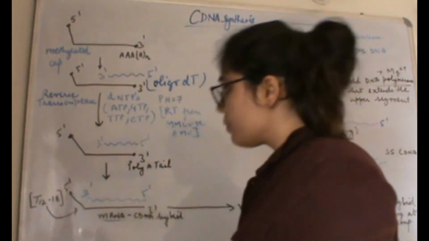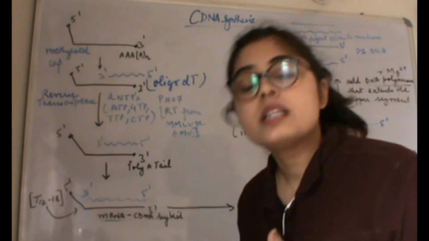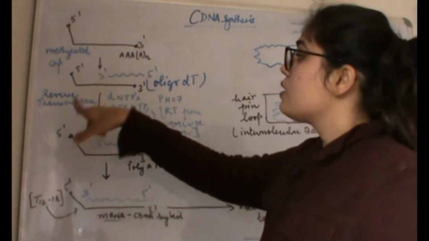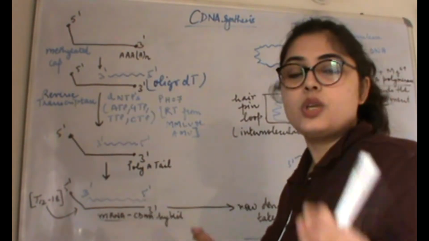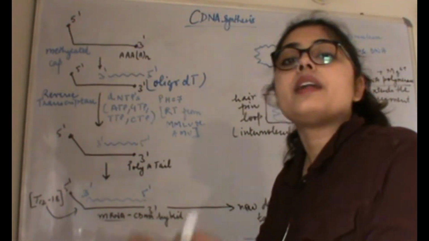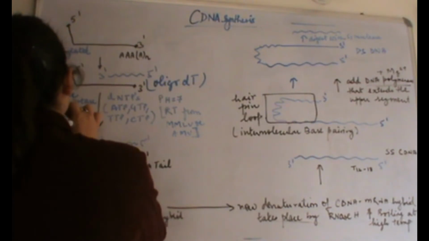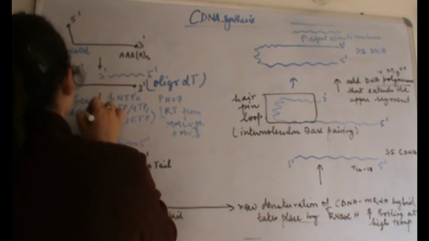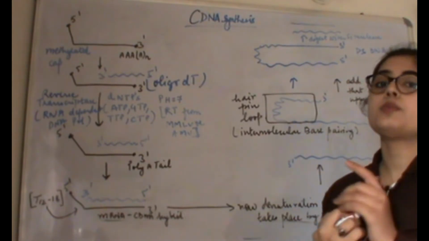Right? So now what we are doing: this reverse transcriptase is an RNA-dependent DNA polymerase, right? It is totally dependent upon an RNA. We are taking an mRNA, and mRNA is also a type of RNA strand. So reverse transcriptase is an RNA-dependent DNA polymerase. So this is helping in our synthesis process.